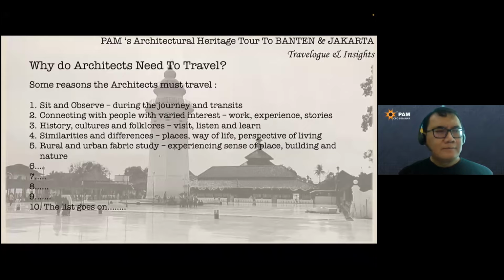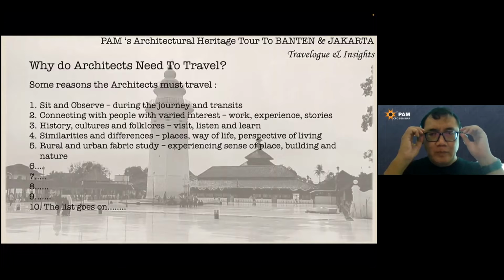Okay, and then the third one, it could be history. Because of history, we travel because we want to visit historical places. We want to see different cultures. We want to listen and learn about different cultures and folklore. So that's the third one. And number 4, maybe because of the similarities and differences.